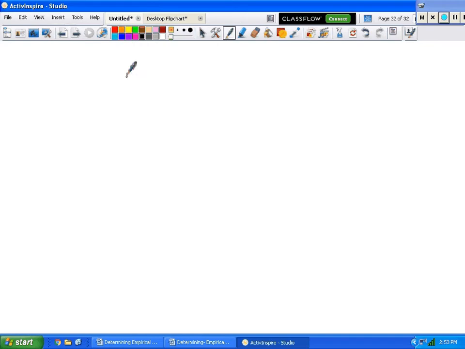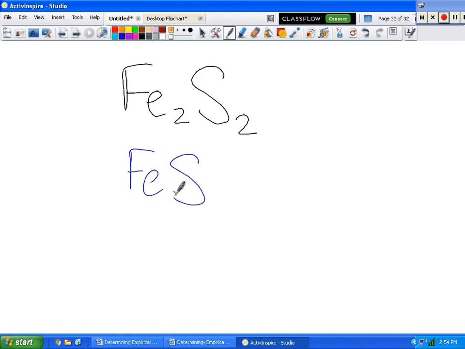Let's pretend that I had the formula Fe2S2. On the test, if you wrote that formula, would you have left it like that? No, what would you have done to this? You would have reduced it. You've already been doing this, you just didn't realize you were doing it. Okay? Now, why would we reduce it? Because the charges cancel and we can move on.